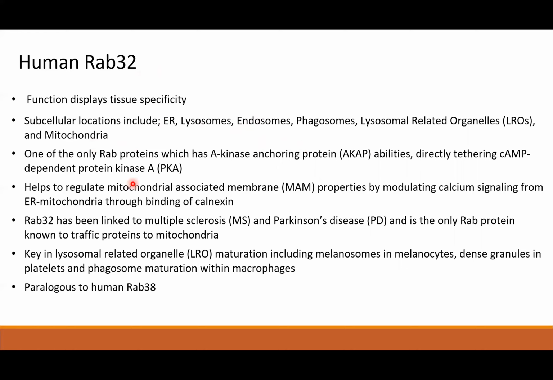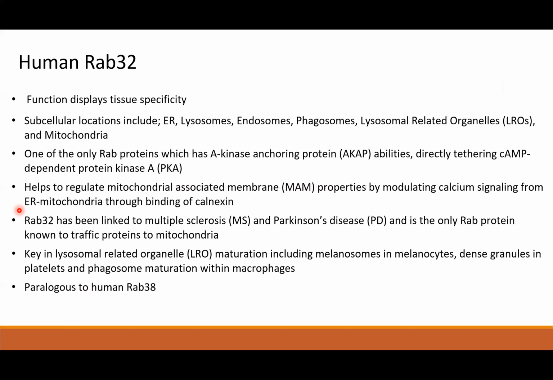It's also one of the only Rab proteins that has the A kinase anchoring protein or AKAP ability. So what does that mean? That means it can directly tether cyclic AMP dependent protein kinase A to the membrane. Only one other Rab has been found to do that, and that's Rab38 in humans as well. And it's also found to help regulate mitochondrial associated membrane properties.